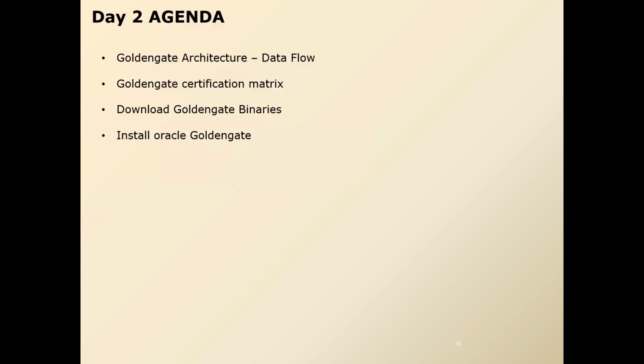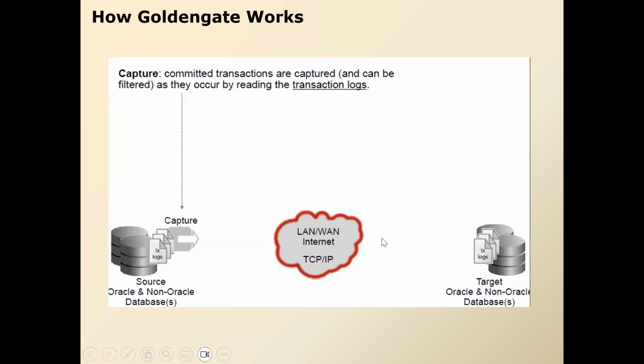So let us start with the Goldengate architecture. Yesterday we discussed that there are two types of architectures in Goldengate: one is classic architecture and the second is microservices architecture. Now, how Goldengate architecture works is that you have a source database and a target database. Goldengate is a product which works with heterogeneous databases.